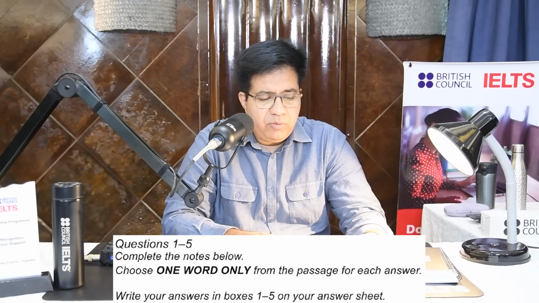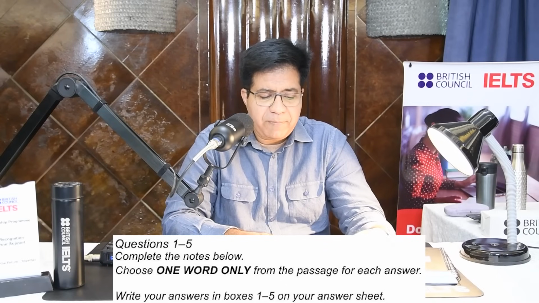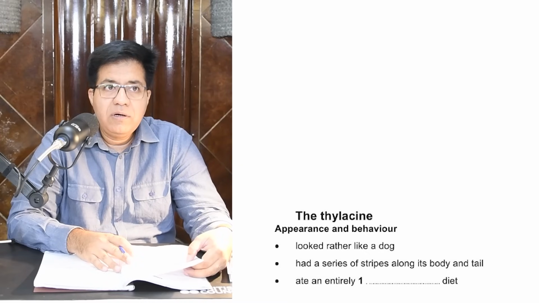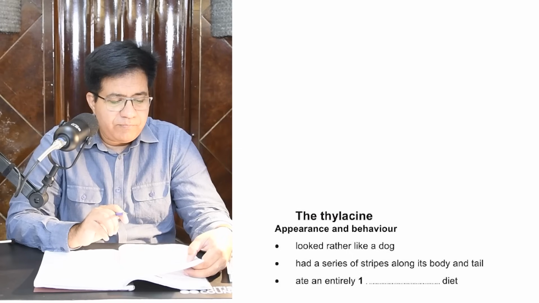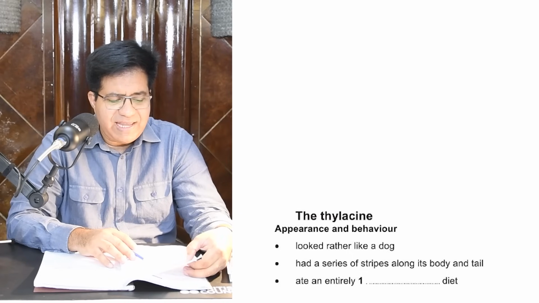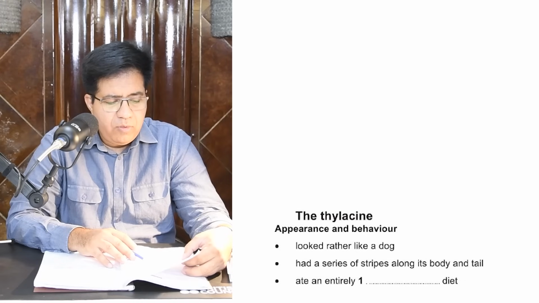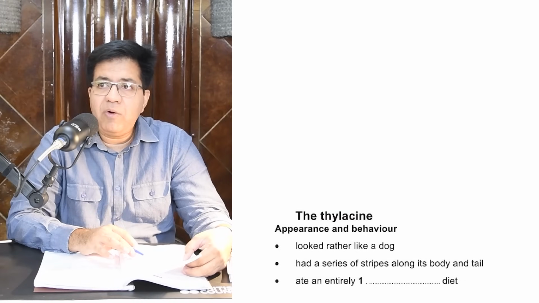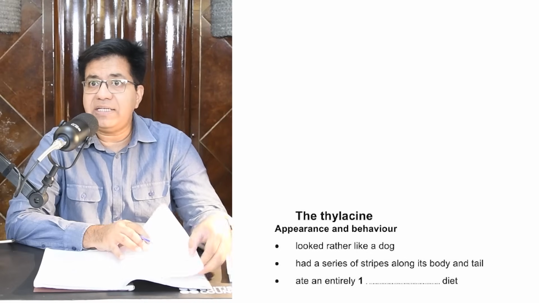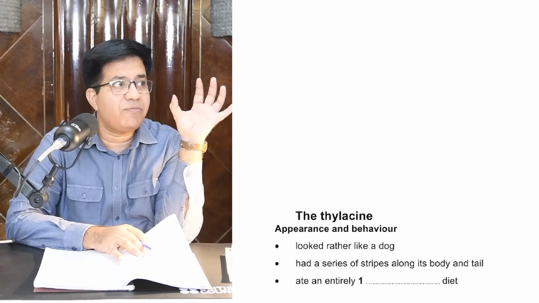Complete the notes below. Choose one word only from the passage, Thylacine. Appearance and behavior, and they mentioned dog. We just underline the word dog. In the second bullet point, they underline the words body and tail. Now, then they talk about its eating, and they mentioned here "ate an entirely dash diet." Entirely dash diet means type of diet.